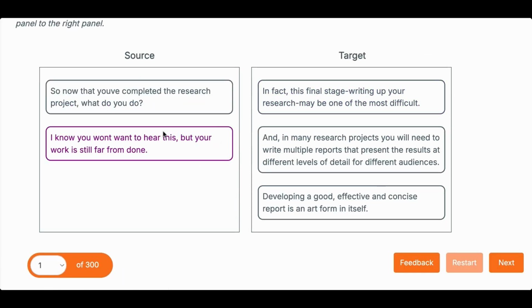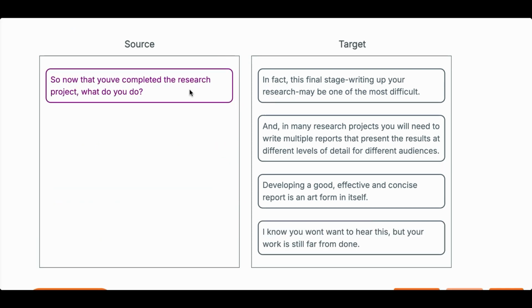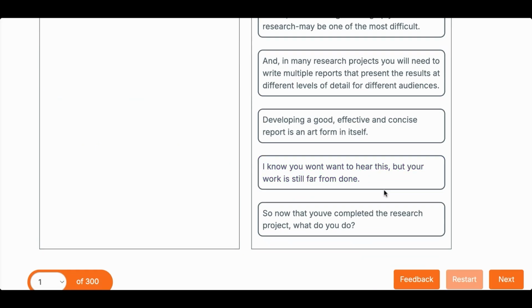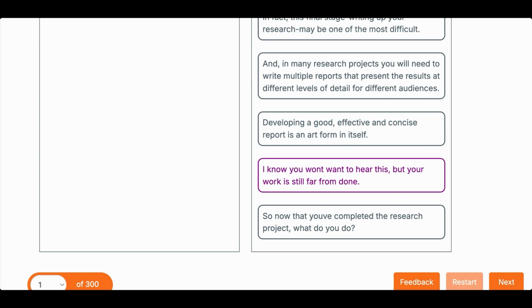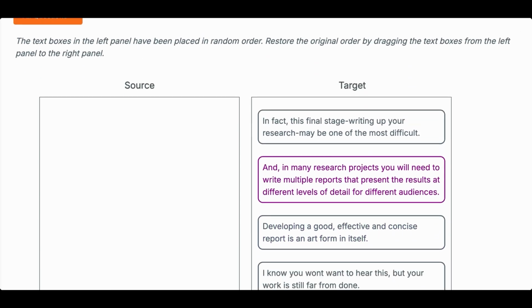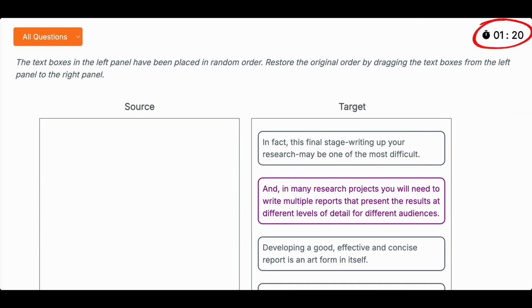This is how you reorder the sentences in reorder paragraphs. Basically, I just kept the order just to explain you, right? So this is how reorder paragraph works. On the top right hand side, you have the timer, and here is where you have the instruction. Source is on the left hand side. Source contains the jumbled sentences. Target is the place where you have to arrange the sentences in the perfect order.